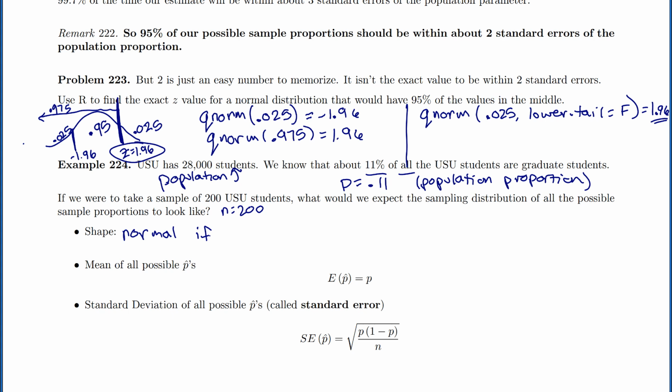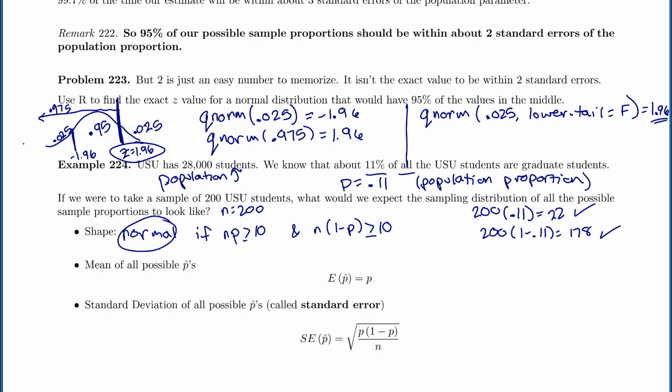Okay. So we're talking about proportions. So our sampling distribution will be normal if n times p is at least 10 and n times 1 minus p is at least 10. So we have to check if they're both at least 10. So 200 times my population proportion 0.11 gives me 22, that's at least 10. And 200 times 1 minus 0.11, which gives me 178, that's also at least 10. So it is going to be at least approximately normal.